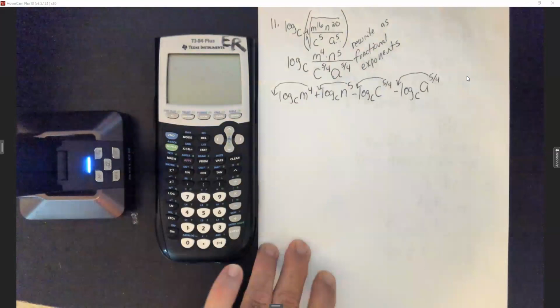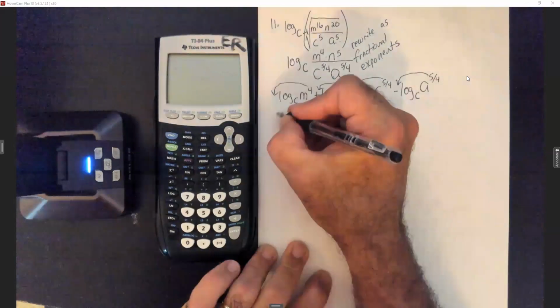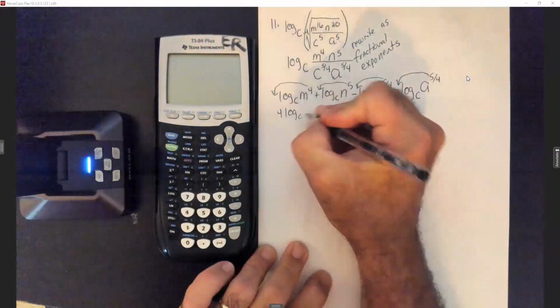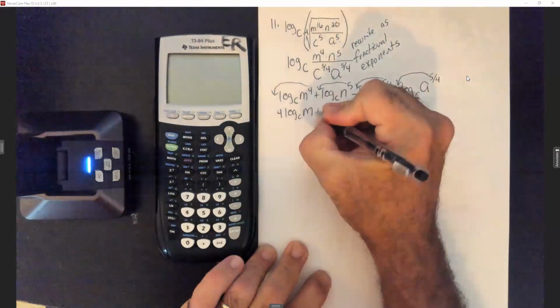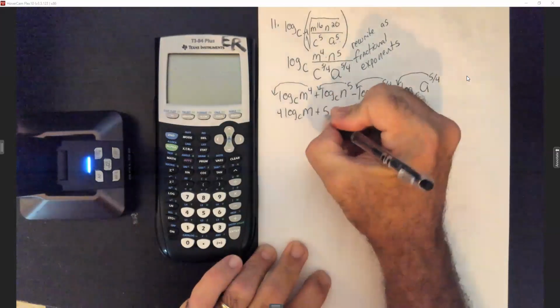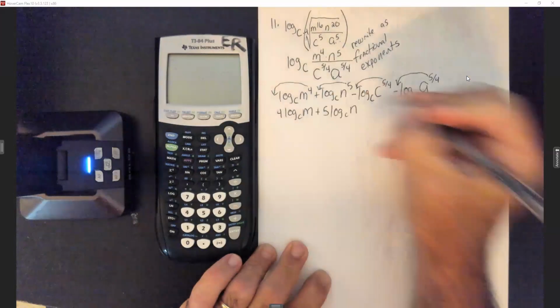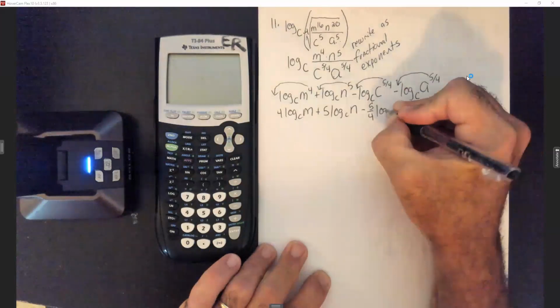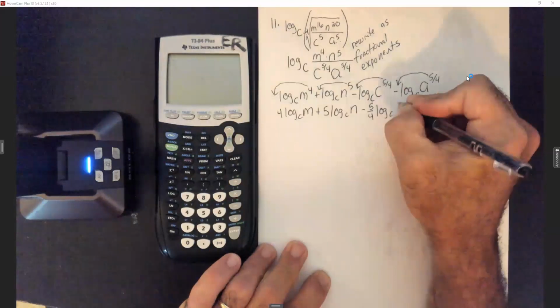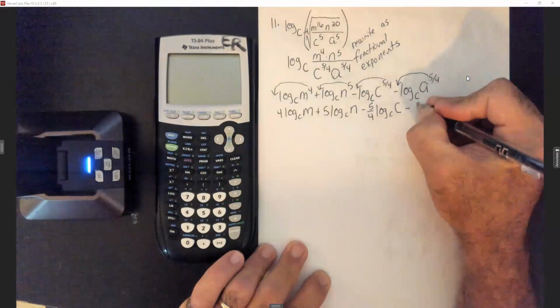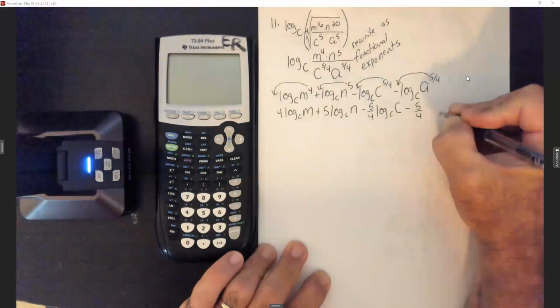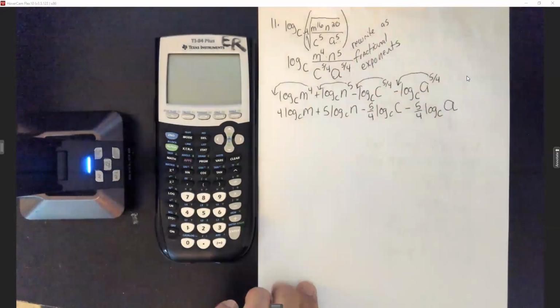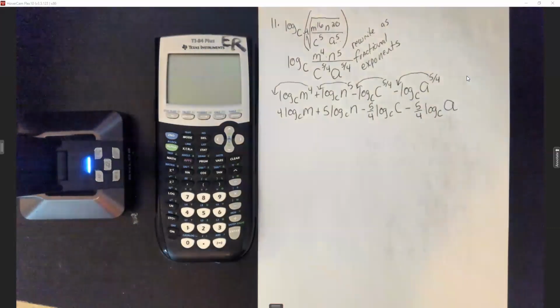So watch this. This one gives me 4 log C of M plus 5 log C of N minus 5/4 log C of C minus 5/4 log C of A. Woo, a lot of writing on these, right? And y'all, unfortunately, this one had one more step.